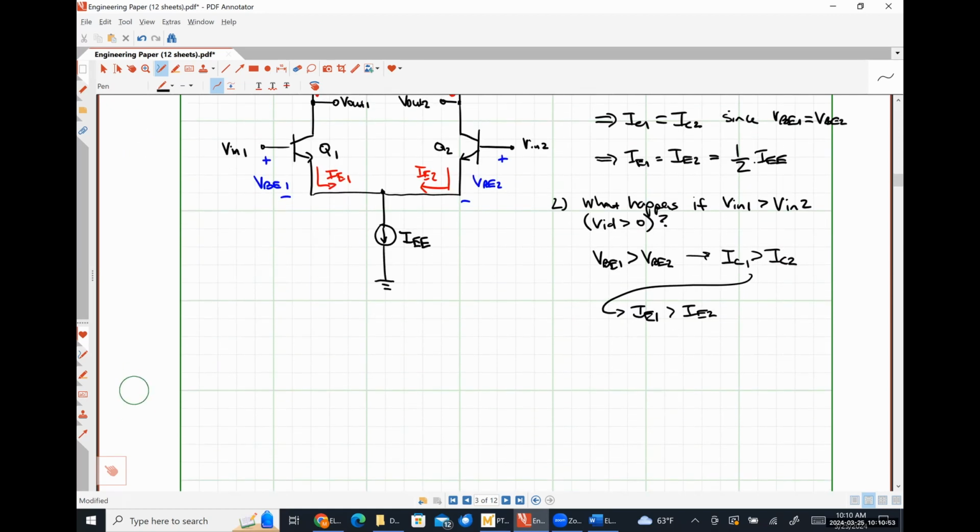So we could say that Vout1 will definitely be less than Vout2 in that case. So our output differential mode voltage is a negative one.